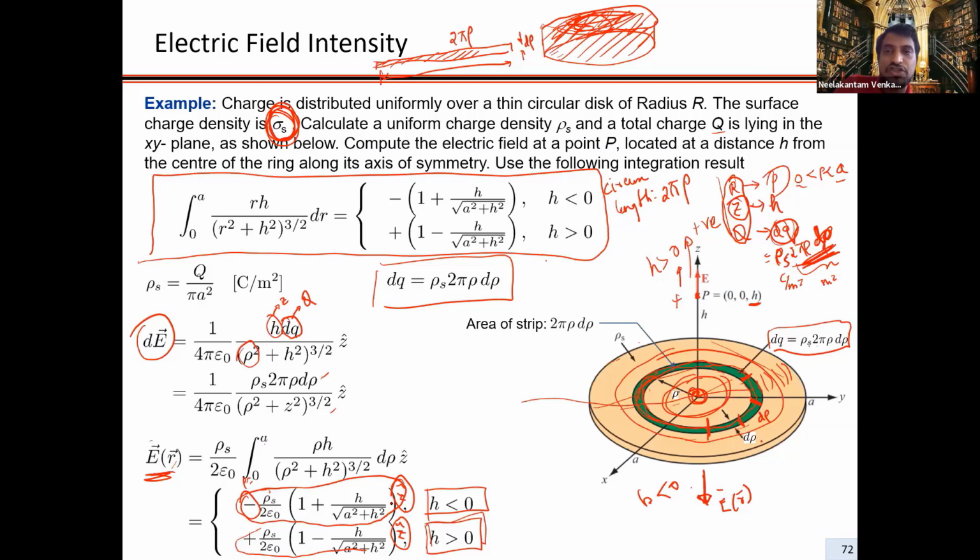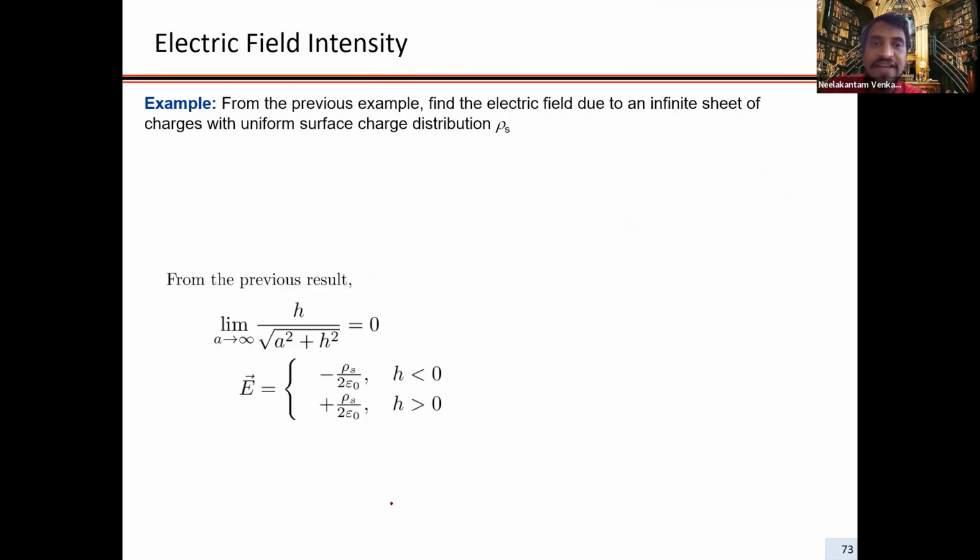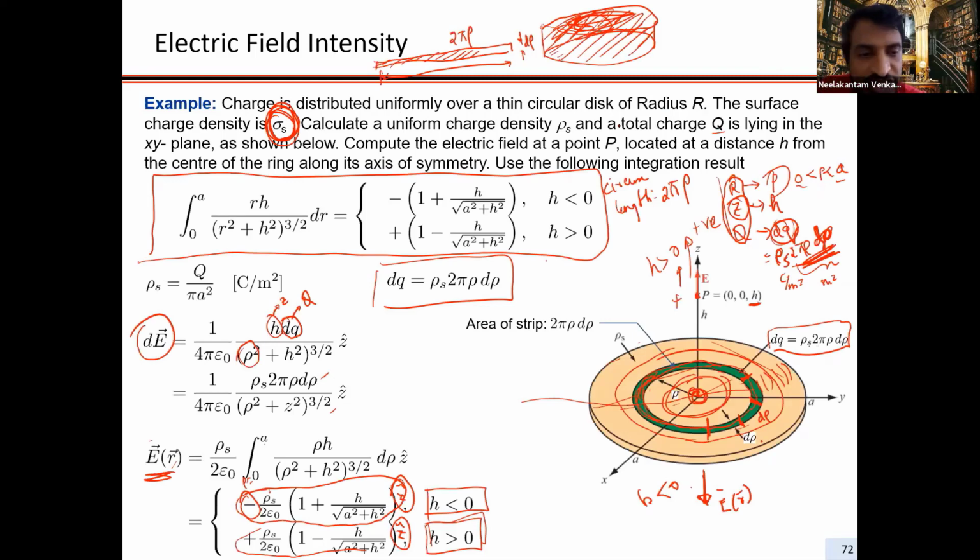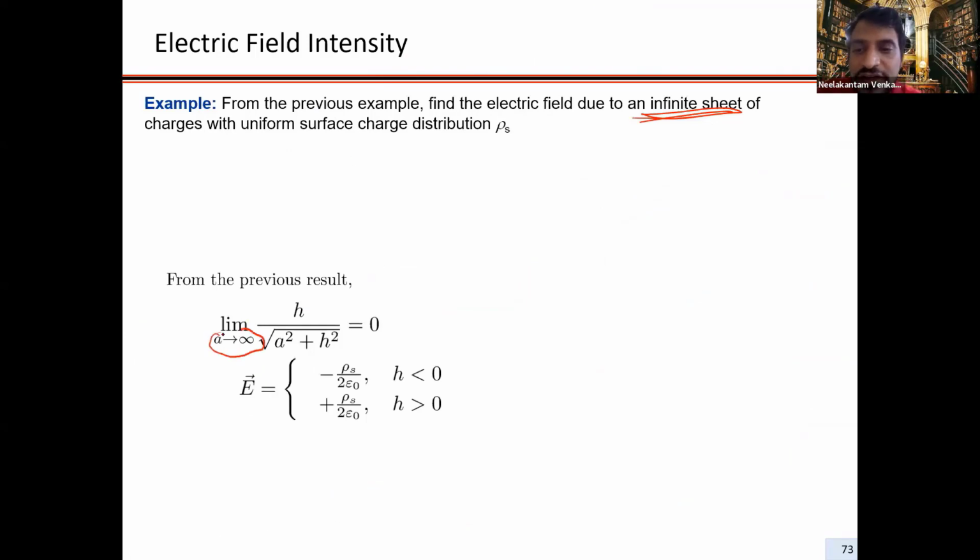This is useful when you go to an infinite plate. When you go to an infinite sheet, all you need to do is take the limit as A tends to infinity. When the limit A tends to infinity, you get the electric field as a very small expression, rho s over 2 epsilon naught. How you get that is what we are looking at.